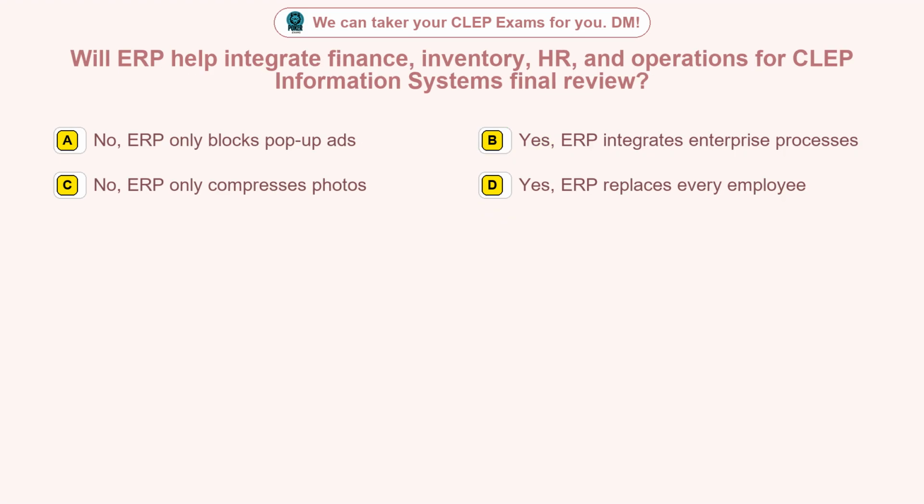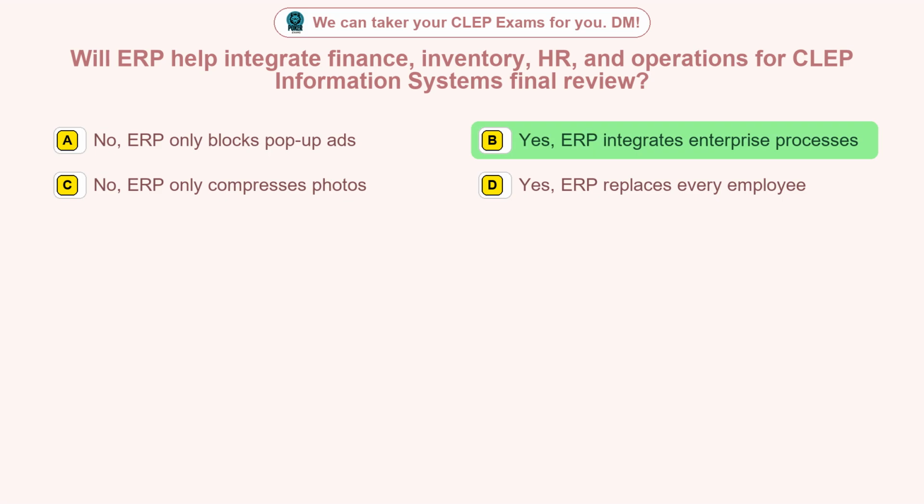Question 14. Will ERP help integrate finance, inventory, HR, and operations for CLEP Information Systems final review? Option A. No, ERP only blocks pop-up ads. Option B. Yes, ERP integrates enterprise processes. Option C. No, ERP only compresses photos. Option D. Yes, ERP replaces every employee. The correct answer is option B.